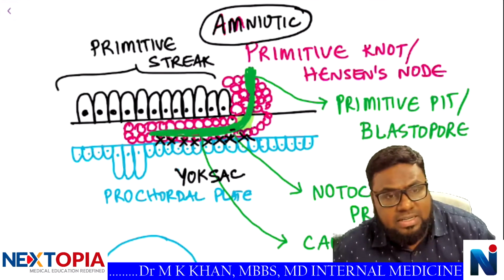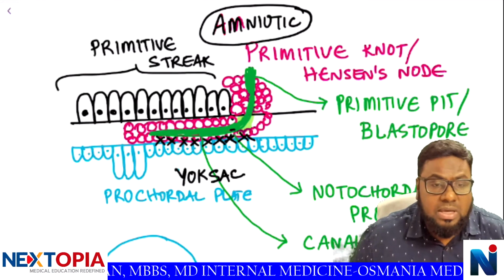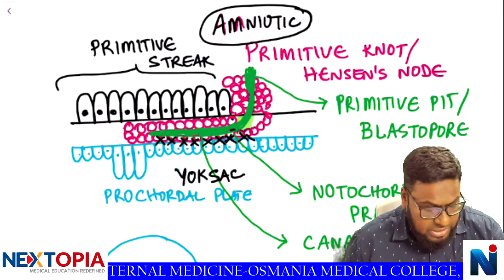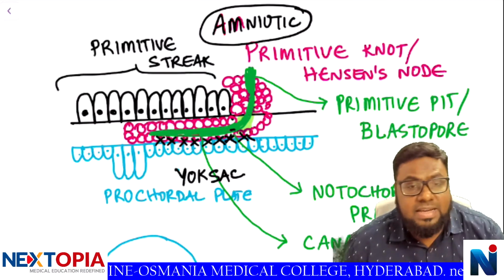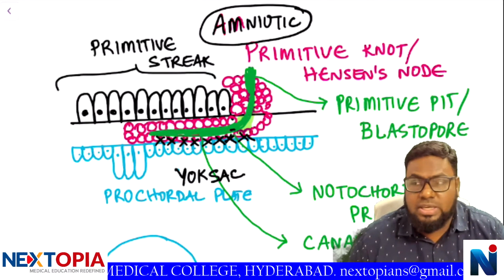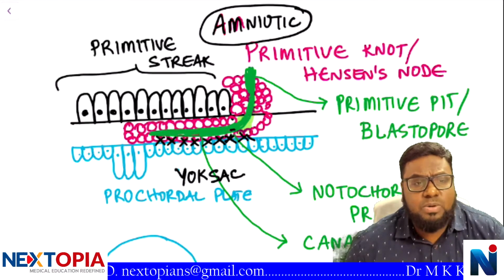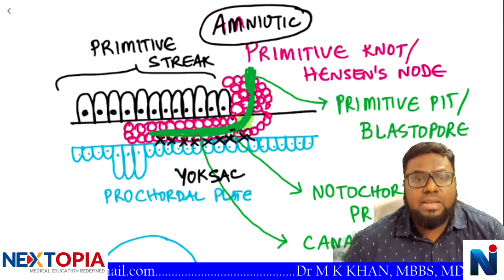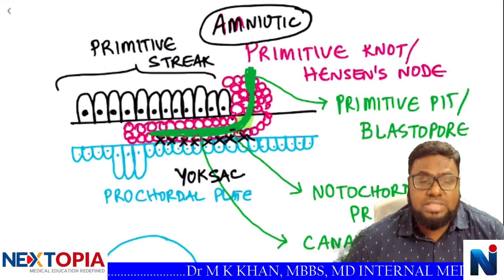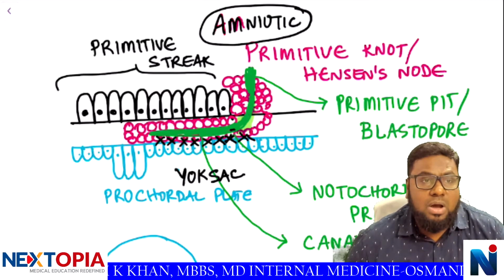And it also started the development of intraembryonic mesoderm. Hence, the primitive streak is very, very important, especially in the second week of fertilization, beginning of the second week of fertilization, all this process takes place. They are very, very important for formation of the central nervous system. Please remember this part.